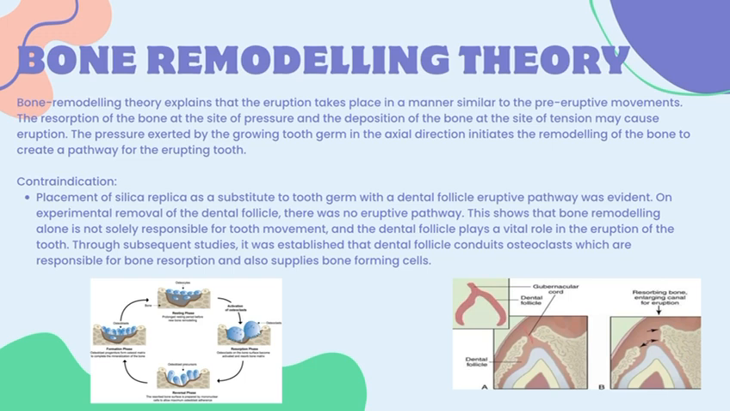The contradiction is that on placement of a silica replica as a substitute for the tooth germ with a dental follicle, an eruptive pathway was evident. On experimental removal of the dental follicle, there was no eruptive pathway. This shows that bone remodeling alone is not solely responsible for tooth movement, and the dental follicle plays a vital role in the eruption of the tooth. Through subsequent studies, it was established that the dental follicle conducts osteoclasts, which are responsible for bone resorption, and also supplies bone forming cells.